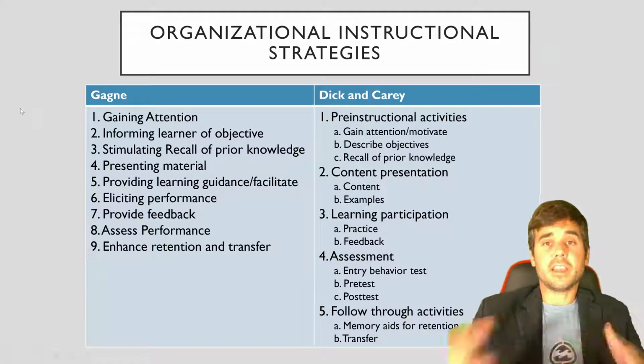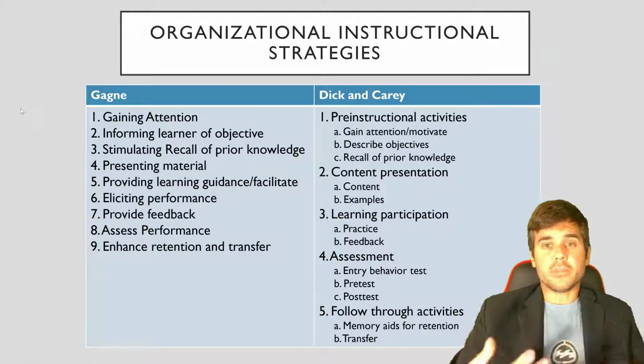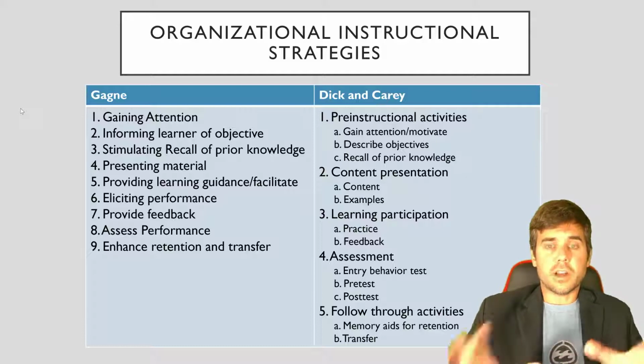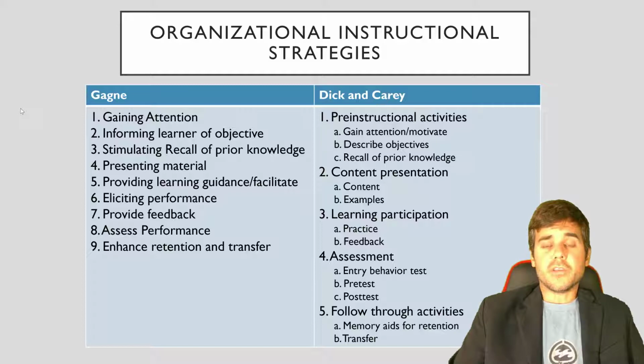Here I have Gagne's 9 events and Dick and Carey's instructional strategies model. I have them both here so you can see, and I'll describe it, the relationship between these two, because they're very similar. Gagne's first few steps are to gain attention, inform the learner of the learning objective, and stimulate recall of prior knowledge. Very similarly, Dick and Carey's first step is pre-instructional activities, where they gain attention, describe objectives, and recall prior knowledge. So they're the same, right?